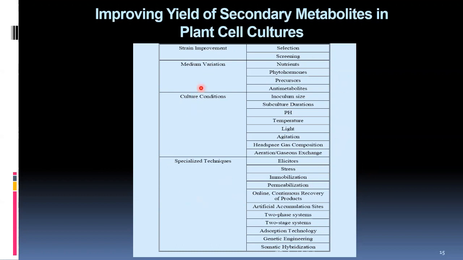So, a lot of modifications can be carried out in all of these parameters. So, media variations, culture condition variations, then a number of specialized techniques. So all of these variations you have to standardize for each and every plant, so to say, because each plant has its own personality. So depending upon that, you have to standardize all of these conditions, and then only the plant is going to give you a wonderful response.